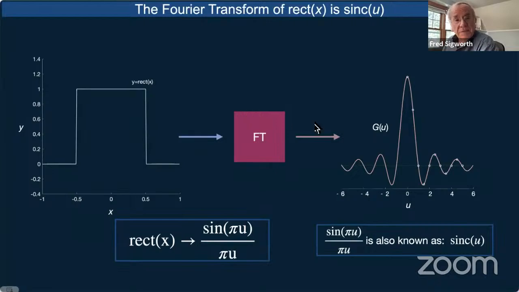And if we go and ask a computer what the Fourier transform is, we get this horrible looking function that's sine pi u divided by pi u. u is the spatial frequency. It's also known as the sinc function, and it's horrible because it decays very slowly. It decays as 1 over u, and is infamous for having all of these ripples.